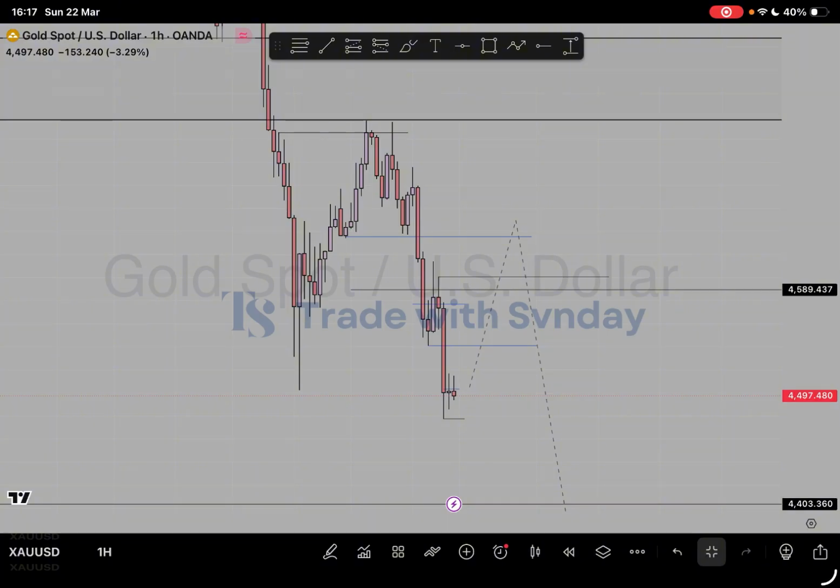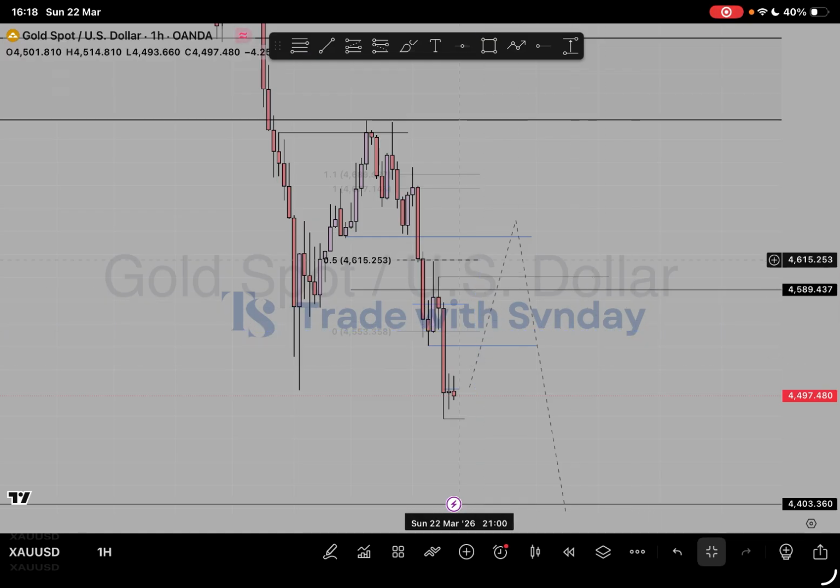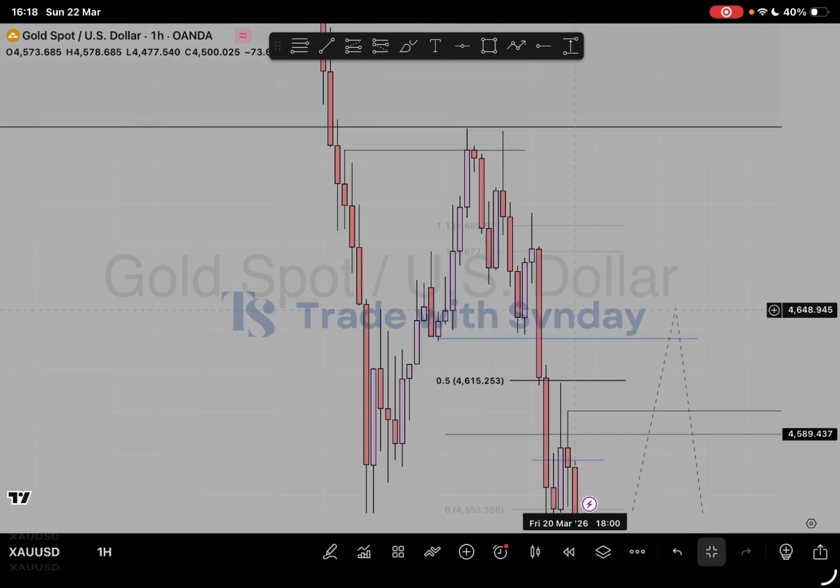is the fact that if we take our fib tool and mark from this high down to this low, we'll tend to notice that price did not tap into a premium level before it sold off. It did not tap into it, and this is actually one of the key reasons why this is a sweet spot.